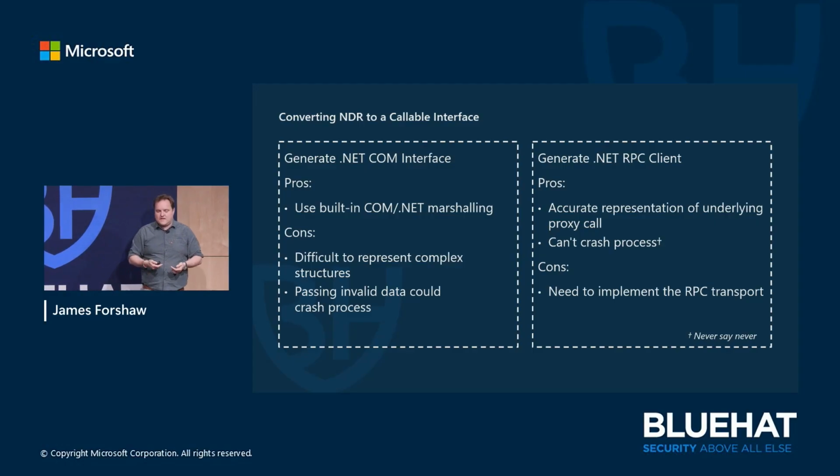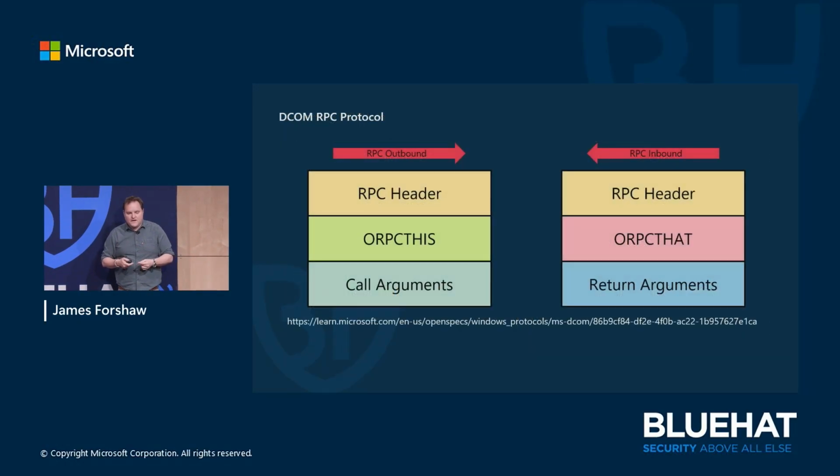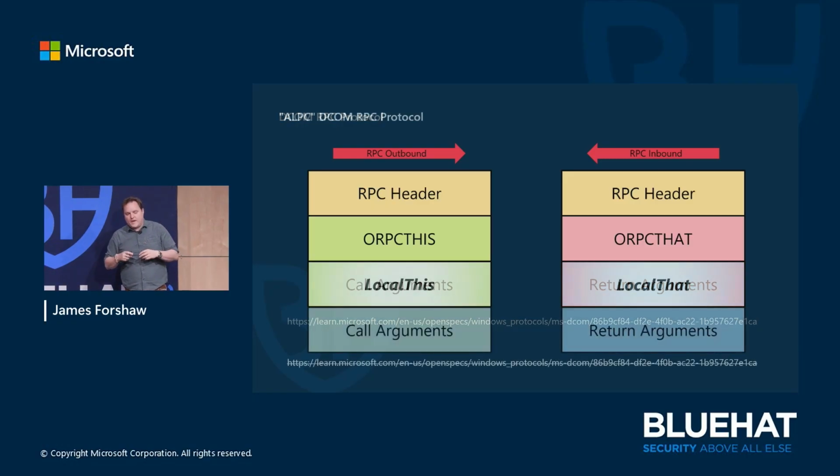You can catch that and carry on. The cons, of course, is we need to implement the RPC transport layer, which is not necessarily trivial. Fortunately, the DCOM RPC protocol is documented. You just go on the Open Specs Windows protocols website. The MS-DCOM document describes everything, how it works. It's just normal RPC, but they stick in an extra argument before the normal arguments. On the outbound RPC, this is the ORPCTHIS, on the inbound, the ORPCTHAT. And these are documented. Unfortunately, most of the ones we actually want to call are over ALPC on local systems. And this isn't documented. It adds an extra parameter, the local this and the local that.